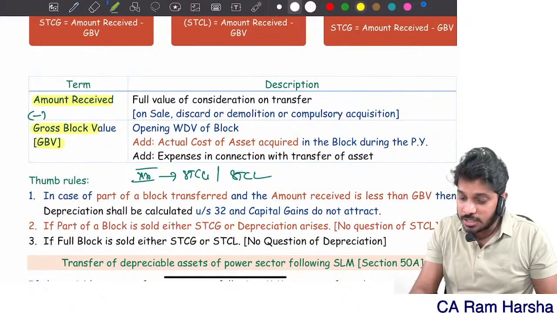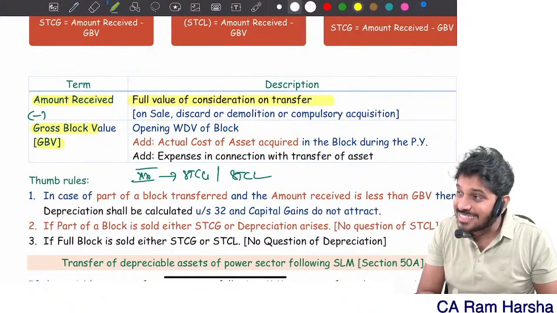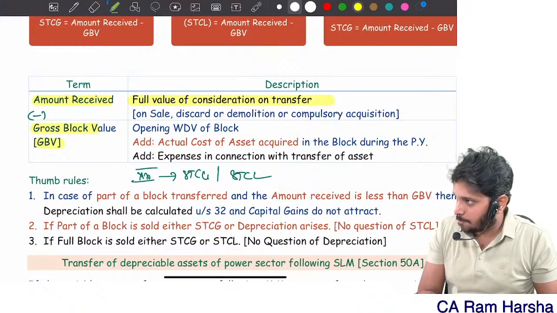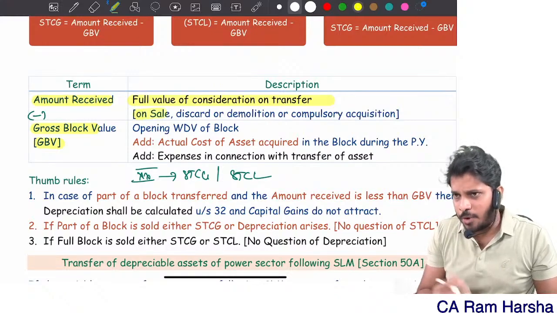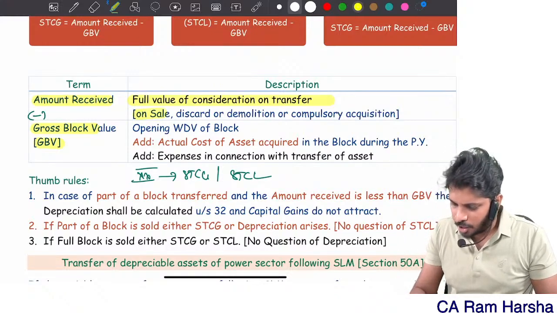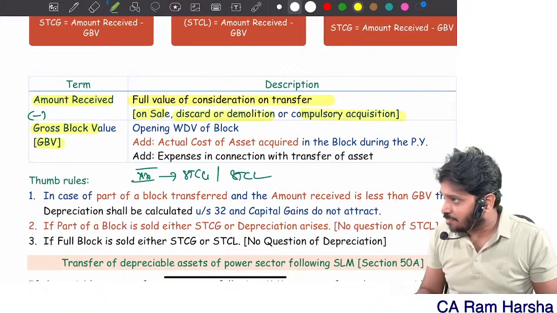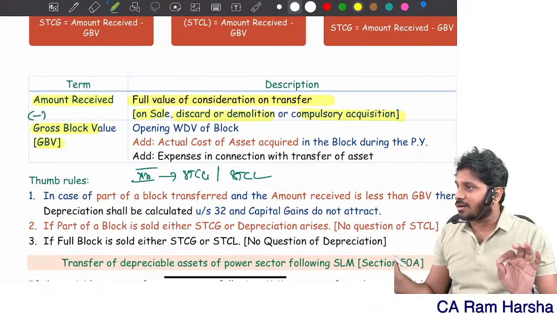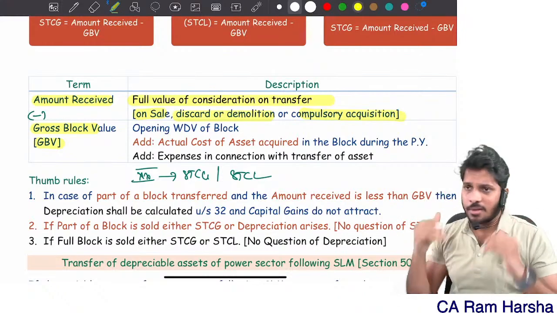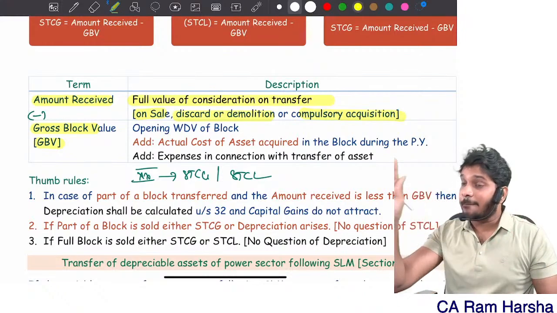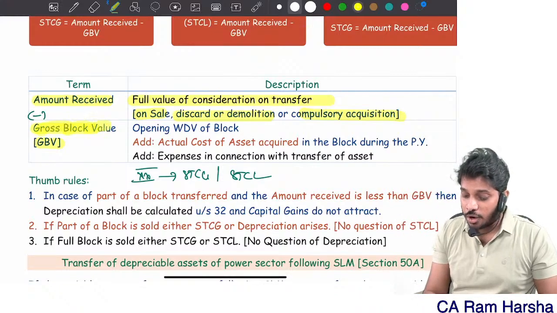Now, amount received means what? Value of consideration received on transfer. Transfer means what? The block either would have been sold, or the block is demolished, or the block is compulsorily acquired by somebody. Some transfer happened, you received some amount, and the block itself is not there. Compare that amount received with the gross block value.